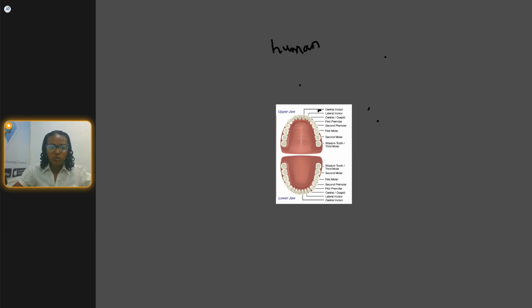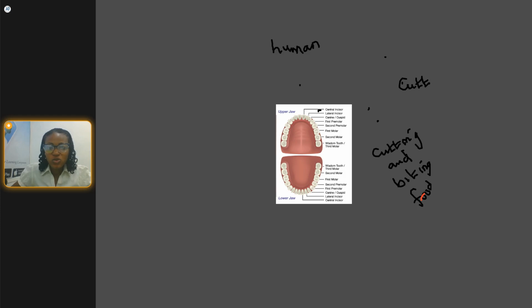So what is the function of the incisor? The incisor helps in cutting and biting food. That is the function of the incisor. It helps in cutting and biting food.